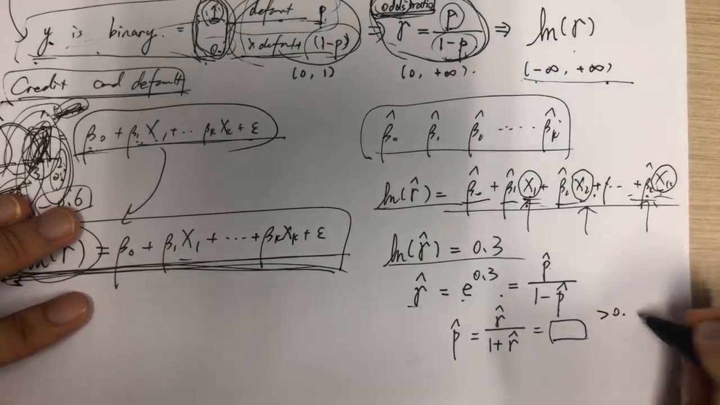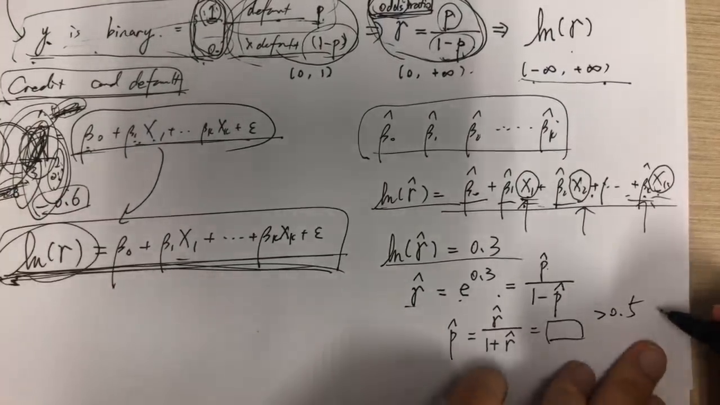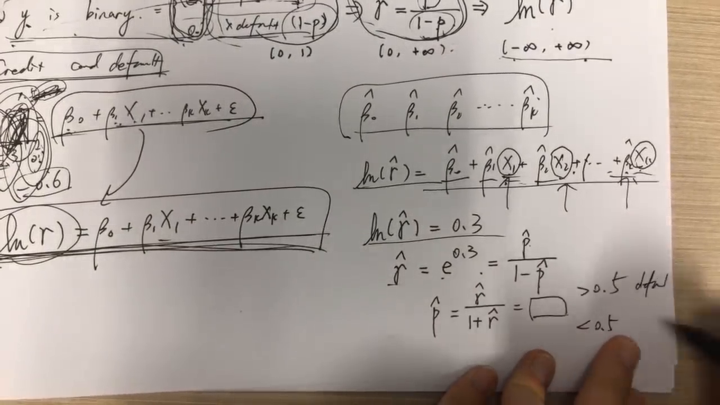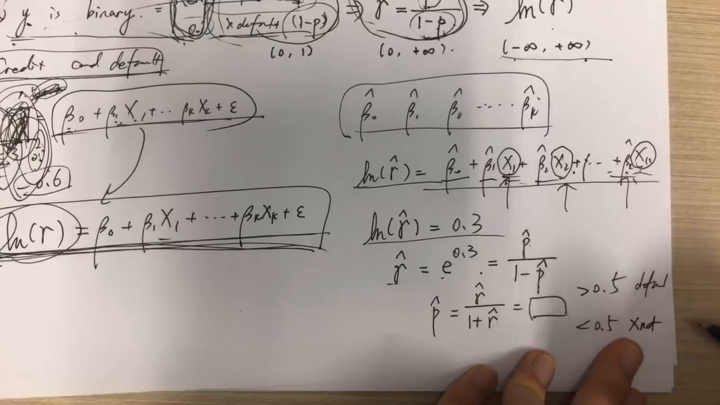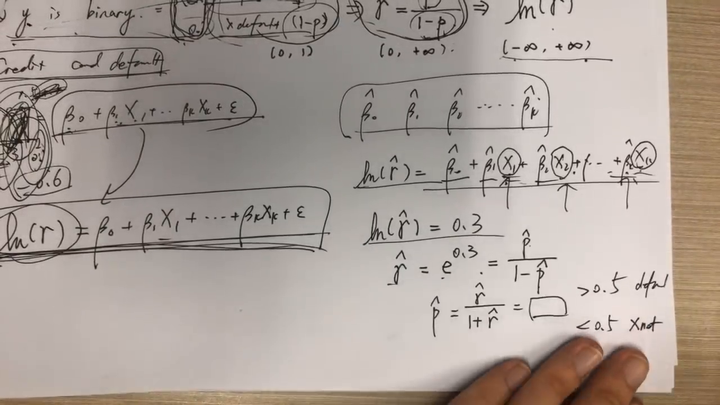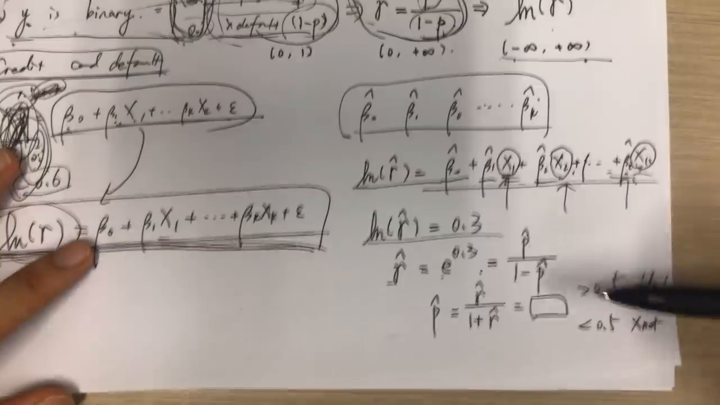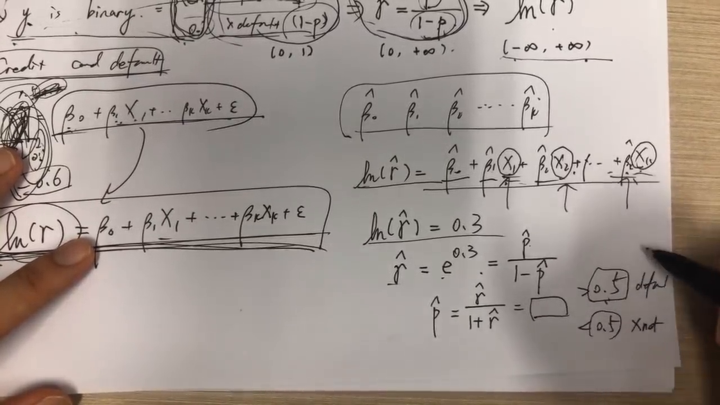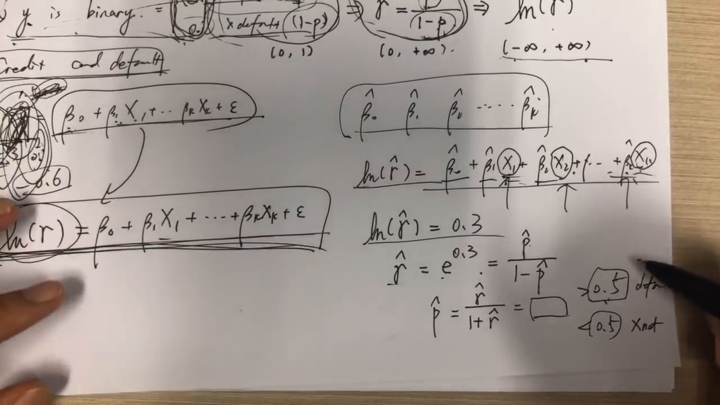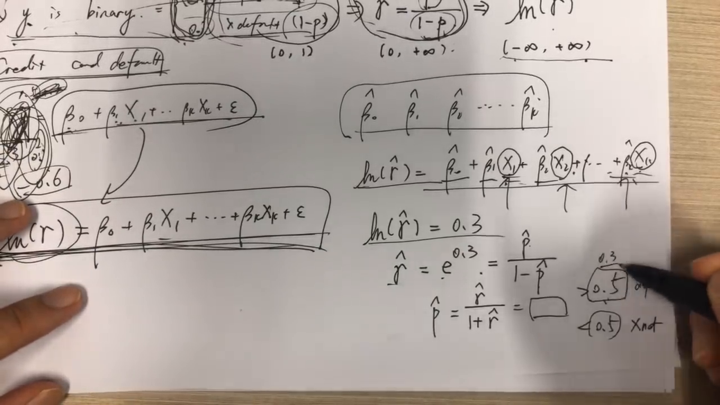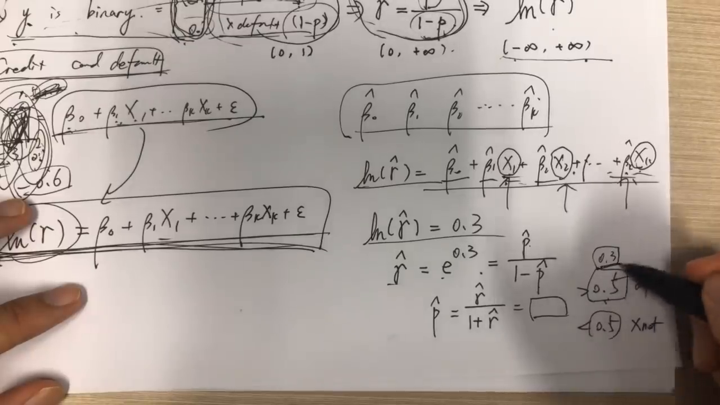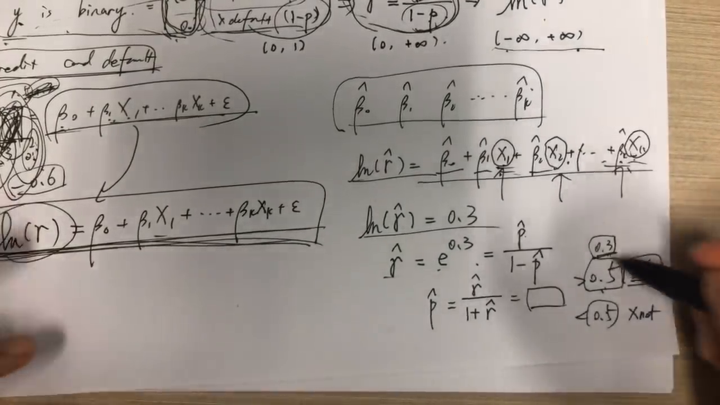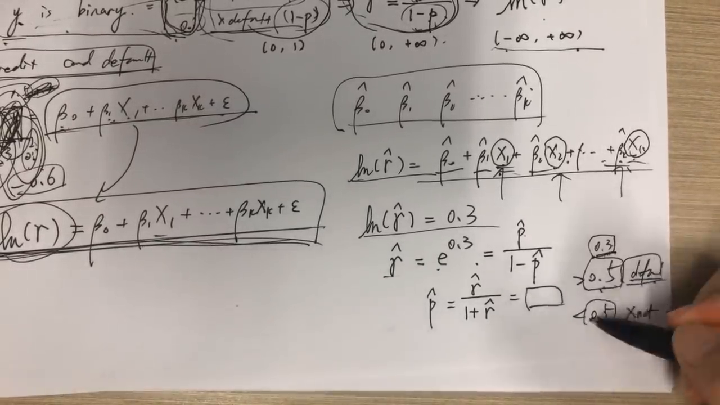If it is greater than 0.5, we will predict this person as default. If it is less than 0.5, we will predict this person to be not default. Also, you can choose other thresholds. It can be 0.5, or if you want to be more conservative, you can set 0.3. As long as it's greater than 0.3, we will not issue the credit card to them because they're going to default.